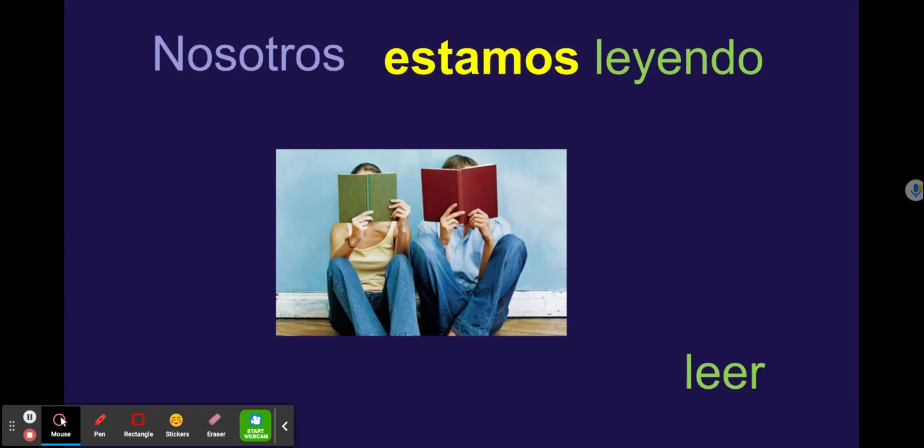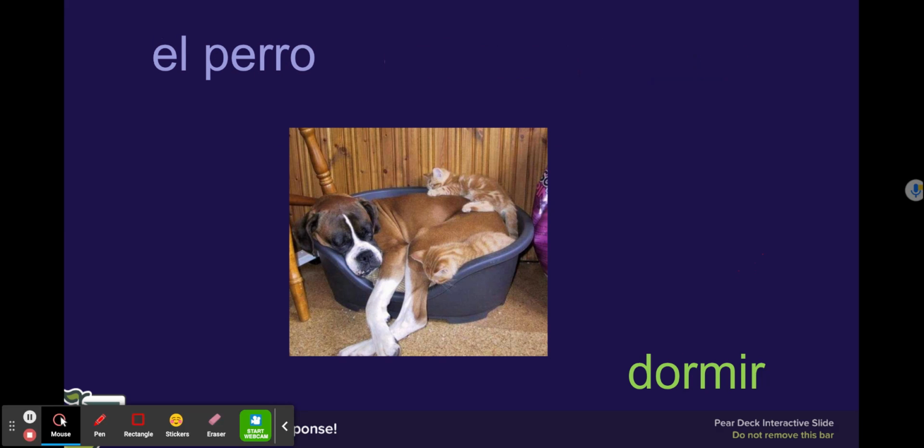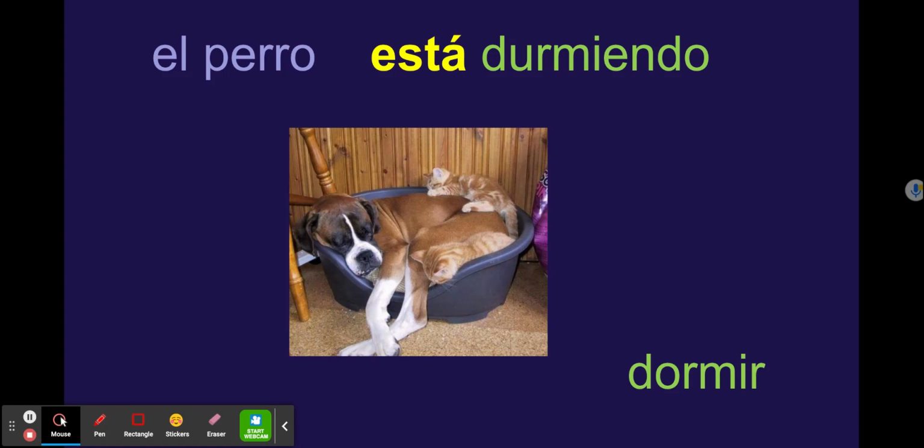Nosotros estamos leyendo. Remember, leer is irregular because it's an ER verb whose stem ends with a vowel. El perro está durmiendo. Again, this is irregular, it has a spelling change.